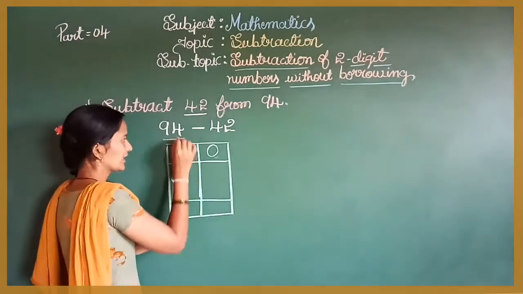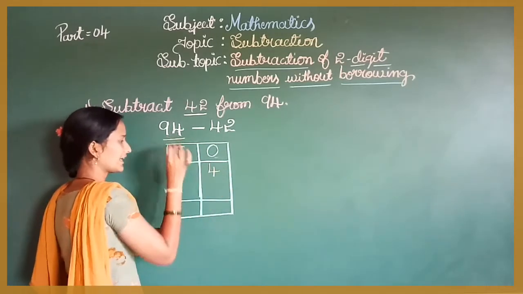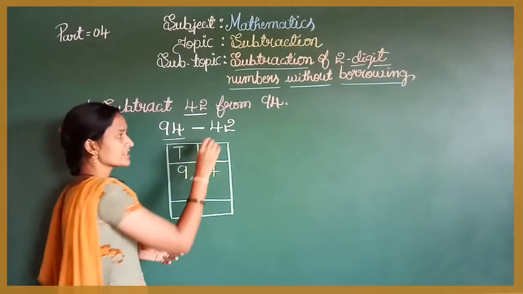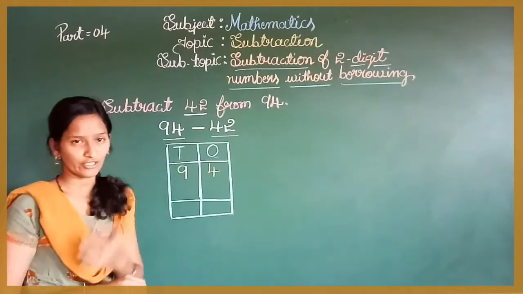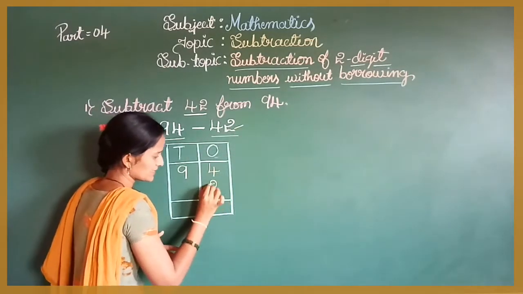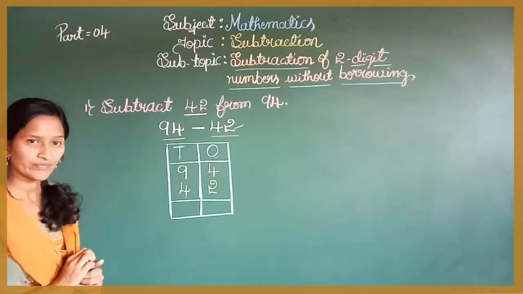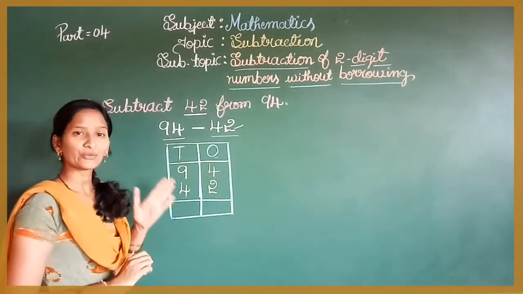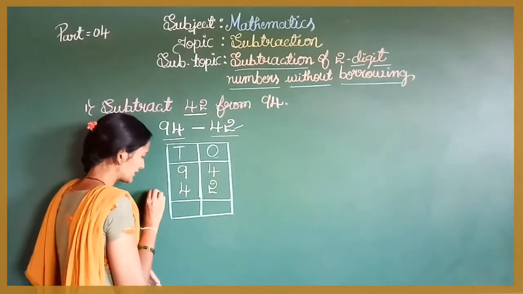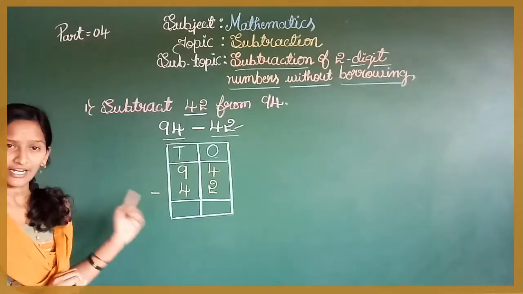Okay? See here, in 94, this 4 is in ones place and the 9 is in tens place. Okay? Which is the small number? That is 42. So in 42, 2 is in ones place and 4 is in tens place. Next, you have to write down the symbol of subtraction, minus, on the left side. So don't forget to write the symbol.